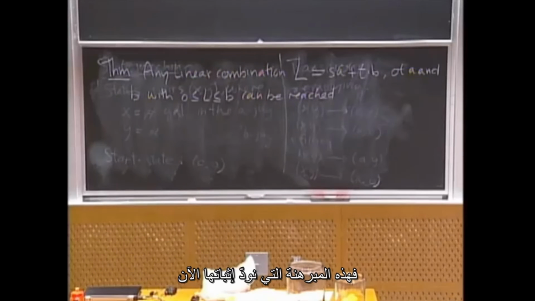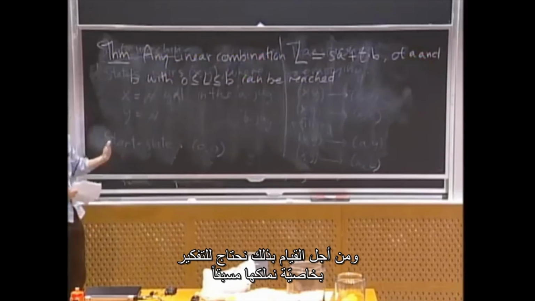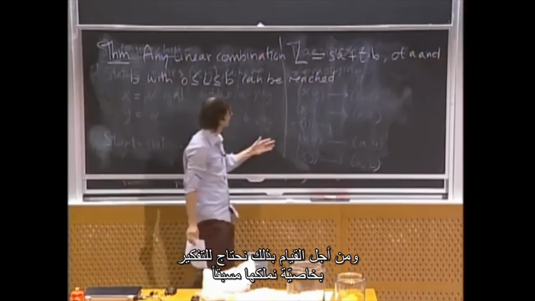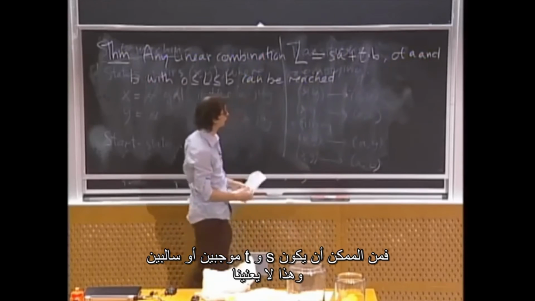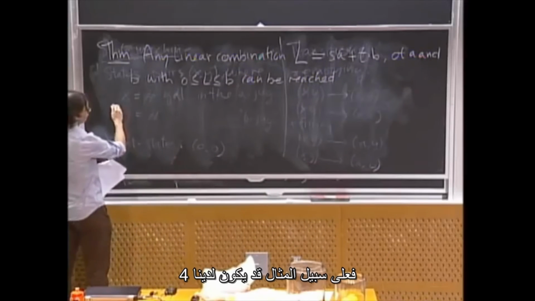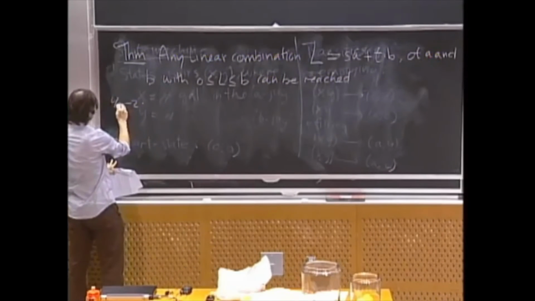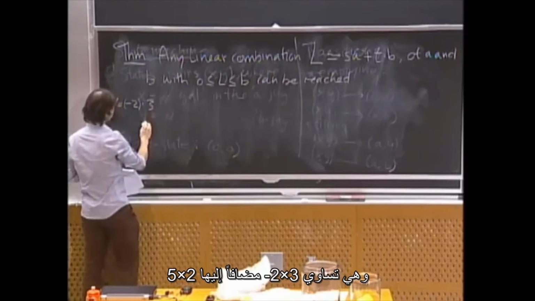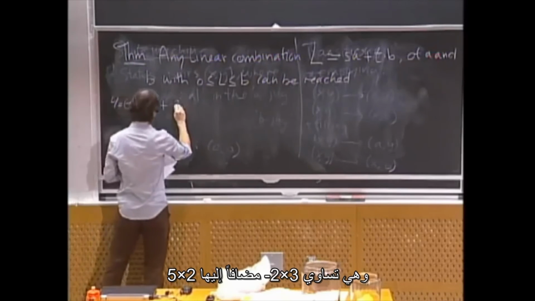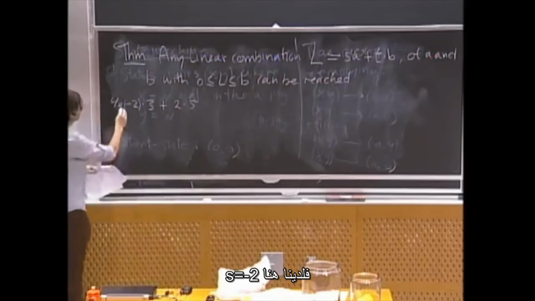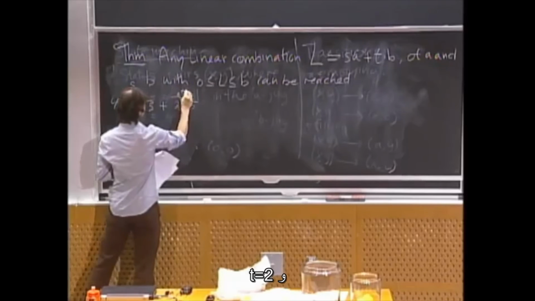So this theorem we would like to prove now, and in order to do that we would like to already think about some kind of a property that we have. So when we talk about linear combinations, the s and the t can be negative or positive, we really don't care. So for example, we could have 4 equal to minus 2 times 3 plus 2 times 5. So here we have s equal to minus 2, and t equal to 2.